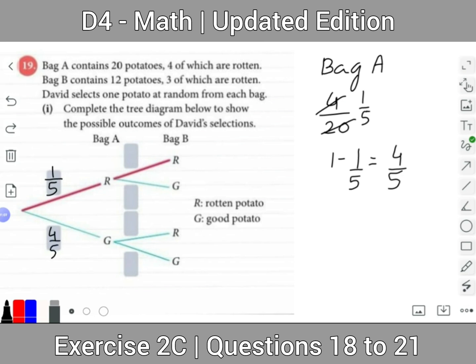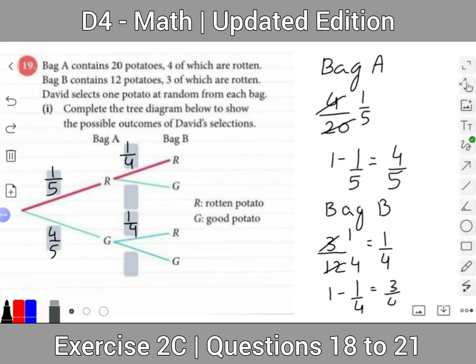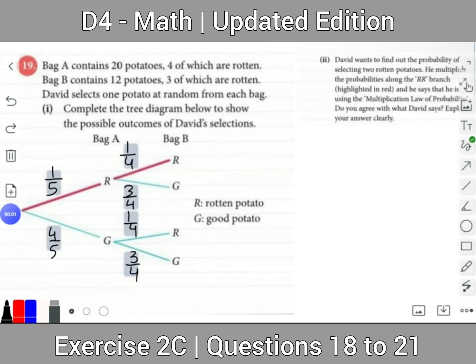Now in the bag B, since we have 3 rotten potatoes and total number of potatoes is 12, so the probability will be 1 over 4 for the rotten potato in the bag B. Similarly for here, and for the good potato we will simply take away 1 over 4 from 1, so here we have 3 over 4. So the probability for the good potato in the bag B will be 3 over 4, and here again we have 3 over 4.